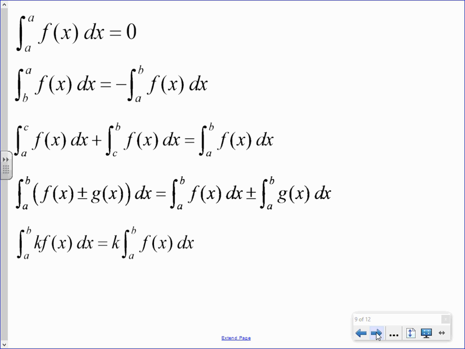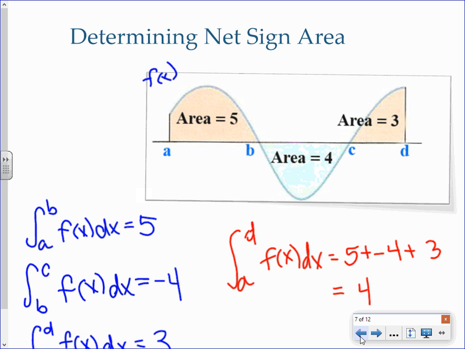The integral from b to a is opposite the integral from a to b. I want you to think of it as going backwards, right? If we're over here, the integral from a to b was 5, but the integral from b to a is -5 because we're going backwards.